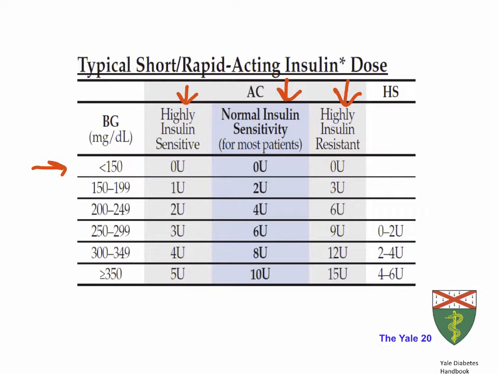Patients that are highly insulin resistant need more insulin to have the same effect on their blood sugar, and those are patients that are typically obese, type 2 diabetics, patients on steroids, etc. And typically what we do is for every 50 of their blood sugar above 150, we give them a particular correction based on their sliding scale, as you can see here.